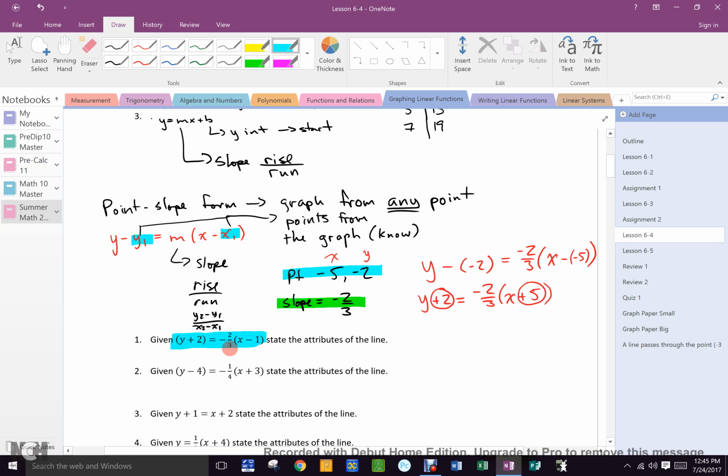What is the point I have on the graph? Is it -1 and +2? No, what is it? Yes, it's positive 1, negative 2, because x's go first. And what is my slope? Negative 2/3. So that means instead of starting at the y-intercept and counting my slope, where do I start?